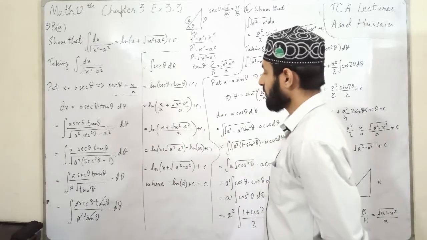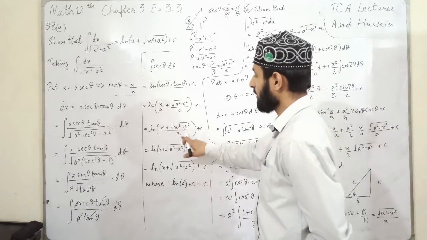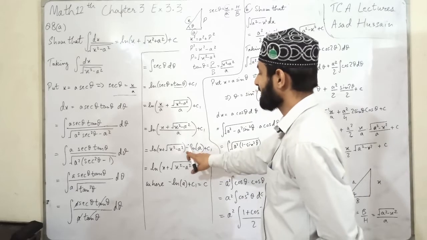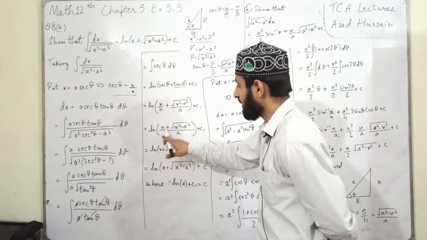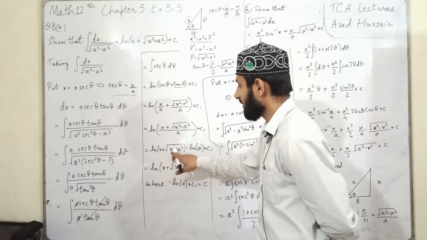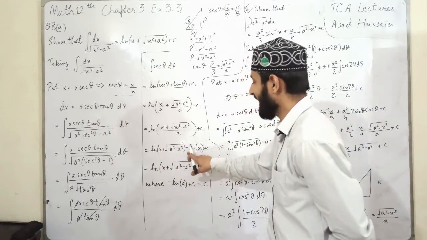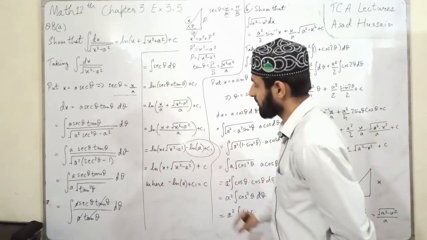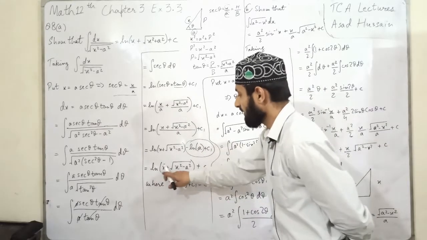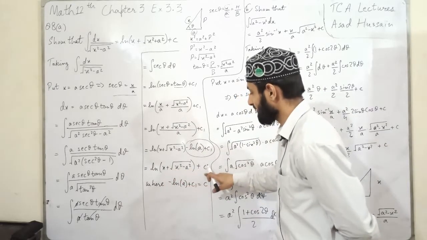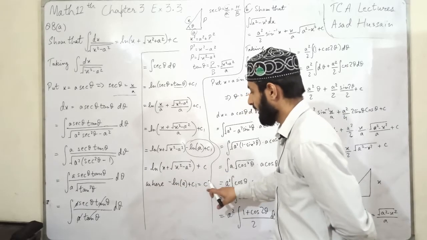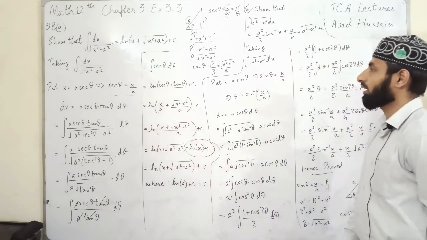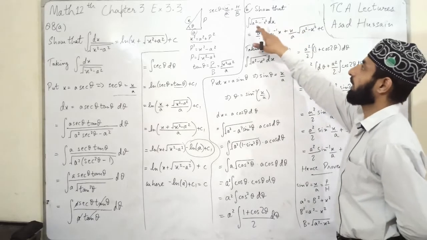According to laws of logarithm, whenever two values are divided in a logarithm, they can be written separately by putting a minus sign between them. So we can write the above equation as ln(x + √(x² − a²)) − ln a + c1. Now we know that this whole term is a constant, so we can also write it as ln(x + √(x² − a²)) + c, where −ln a + c1 is equal to c. Hence this is proved.